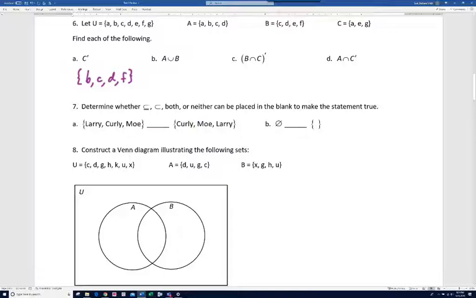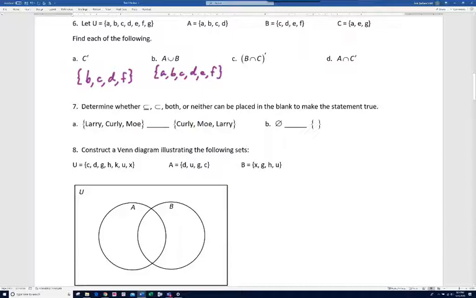Okay, and then A union B. Remember, A union B is going to include everything that's in A and everything that's in B, or what's in both. So I like to think of it as combining the 2 sets together. What I normally do is start by writing everything down from A. That would be A, B, C, and D. And then I add to that anything from B that I don't already have. Well, notice B has E and F, which we don't already have. So A union B is A, B, C, D, E, F.